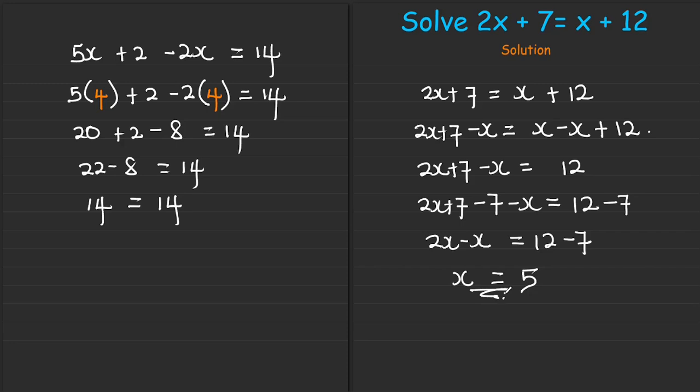So the value of x that makes the left-hand side equal to the right-hand side is what? 5. You can do your substitution and confirm and let me know in the comment section. So we'll end this lesson here, and in our subsequent lesson, we'll actually look at how we can solve linear equations involving brackets. As usual, I'll leave with some exercises so you try on your own.